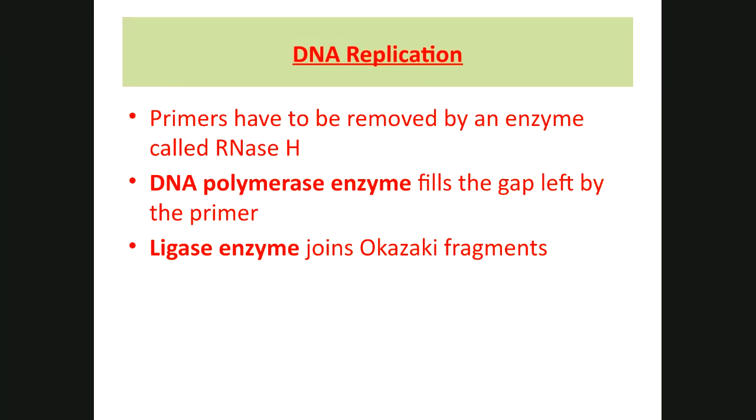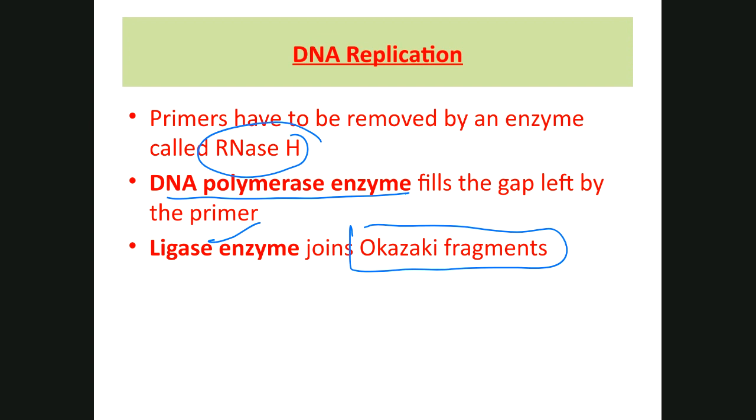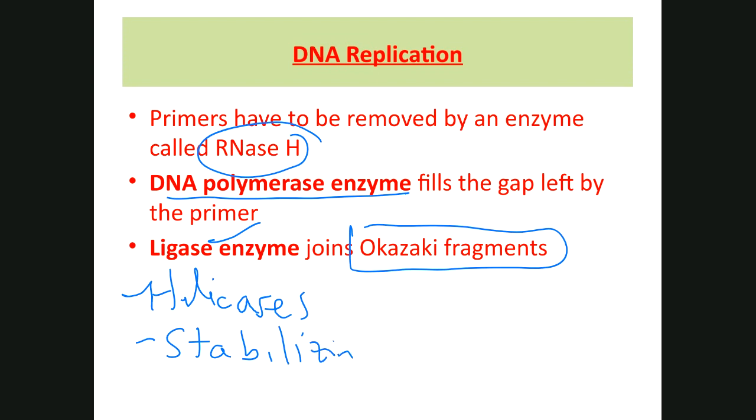So we're going to need ligase that is going to join the fragments. And by the way, the fragments are called Okazaki fragments. We're going to need DNA polymerase. We're going to need RNase H, which removes the primers. We're going to need helicases to unwind the DNA, we're going to need stabilizing proteins to keep the pieces apart. So these are the enzymes and proteins needed. We're missing ligases, and we need ligases too.